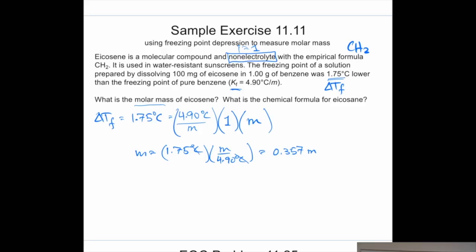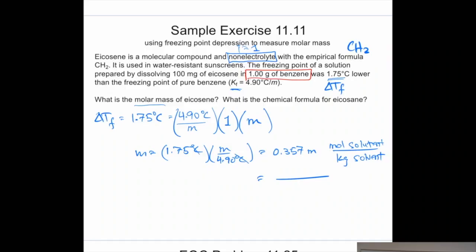But what is the molality? That's going to be the moles solute divided by kilograms of solvent, right? So, what is the kilograms of solvent? How many kilograms of solvent do we have? That's the mass. So how many kilograms is that? It's 1 gram. It's only 1 gram of benzene. That's not much. I don't know why they chose it for this problem.